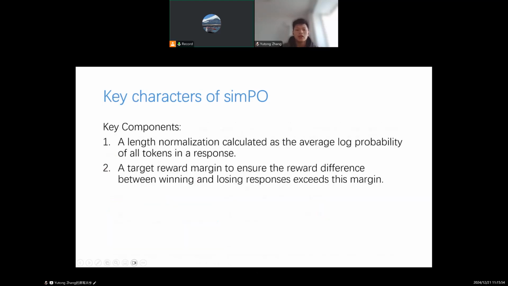So it has two main characteristics. First, it has a length normalization, calculated as an average log probability of all tokens in the response. Then we have a target reward margin to ensure the reward difference between winning and losing responses exceeds this margin, right? So I think it's pretty easy to comprehend.